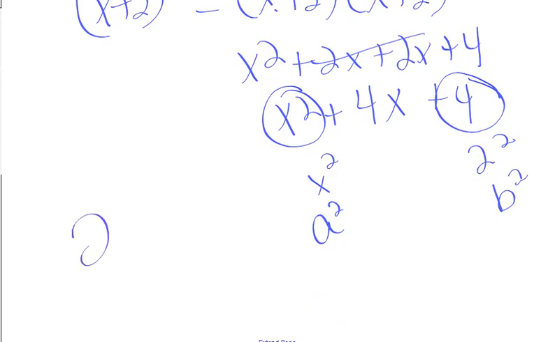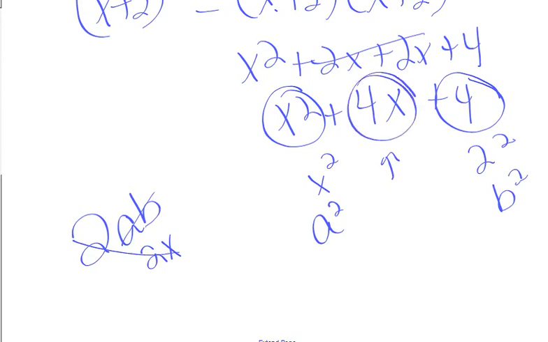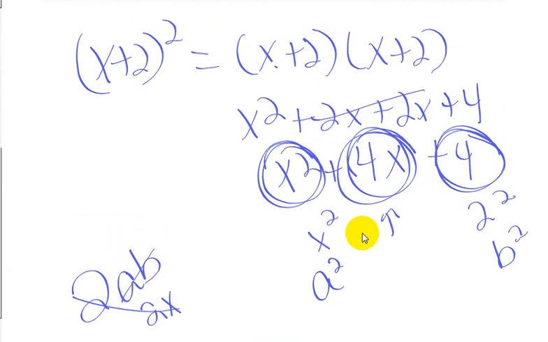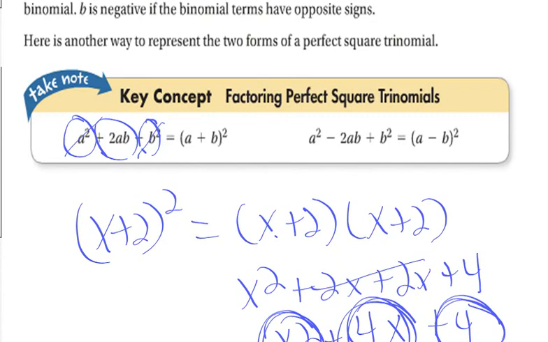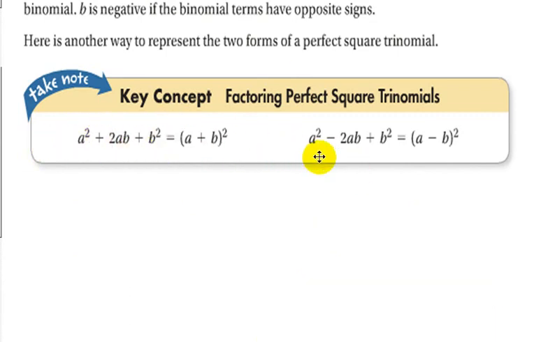So if we have a 2ab, that means if a is x and b is 2, a times b is 2x. And 2x times 2 is 4x. So that does match our pattern here. See, we've got a 4x. So we've got an a squared plus 2ab plus b squared. And because we meet those rules, we can say that's a perfect square trinomial.